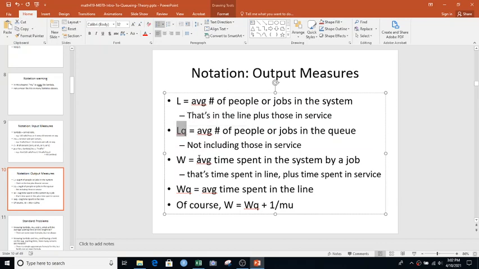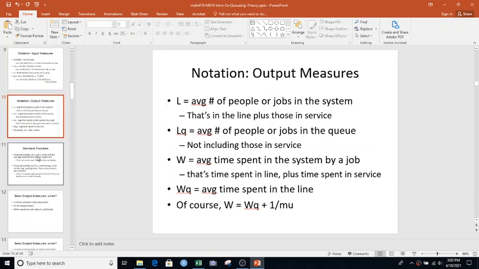You might think about the average time spent in the system by a job or a person. That would be time spent in the waiting line plus time spent in service, and we'll call that W. And then you might think about the average time spent in the line, not in service, and we'll call that W sub Q. Overall W, the total time spent in the system on average, is the time spent in the queue plus the average time spent in service, which is 1 over mu, 1 over the service rate. So there's a simple relationship between W and W sub Q in most cases.